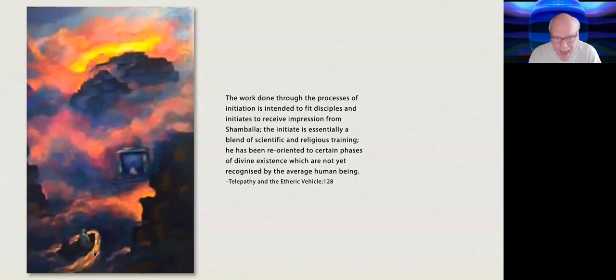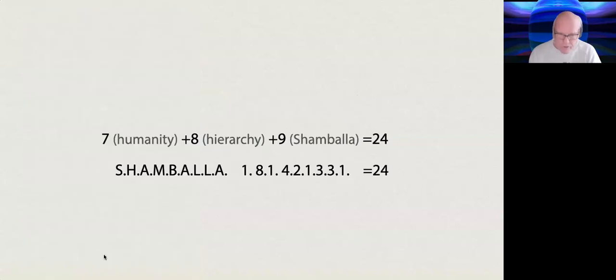Now, when we add the 9 of initiation to the 7 of humanity and the 8 of hierarchy, we have a 7, 8, 9 numerical progression. Interestingly, 7 plus 8 plus 9 also equals 24, the number of Shambhala. Thus, we might conclude that the number that represents humanity plus the number that represents hierarchy plus the number that represents the method for progressing from humanity to hierarchy, which is initiation, add to the number of Shambhala.